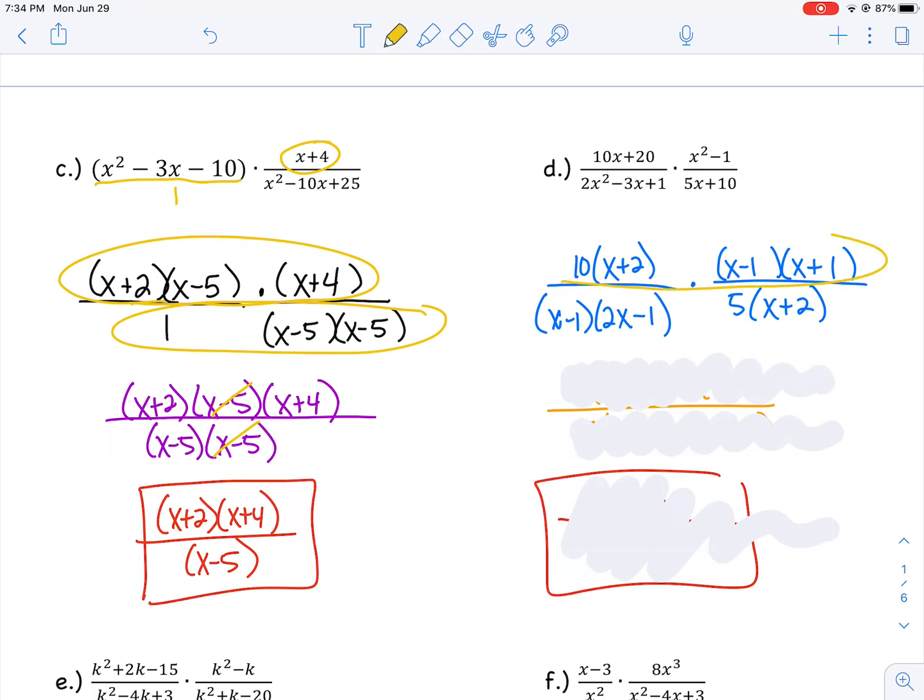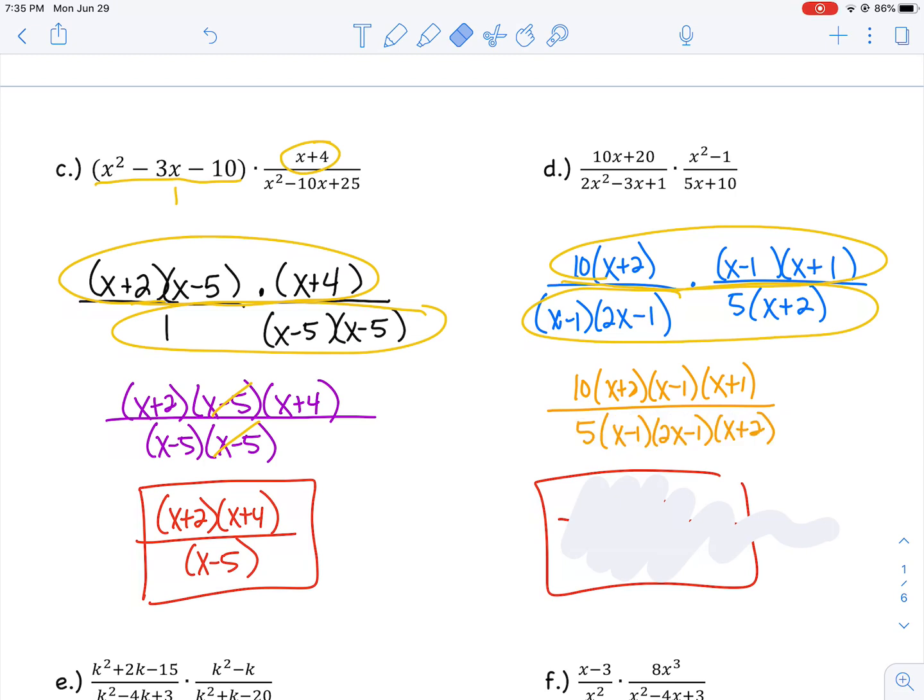Remember, we can put our numerators together and we can put our denominators together. So my numerator has a 10, an x plus 2, an x minus 1, and an x plus 1 as different factors. In my denominator, I have a 5, an x minus 1, a 2x minus 1, and an x plus 2. All right, can I reduce?